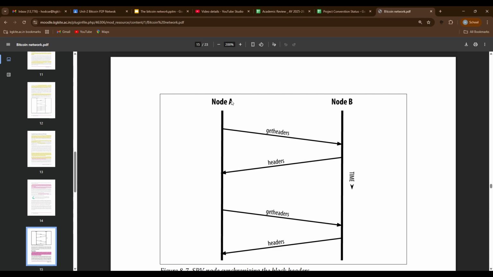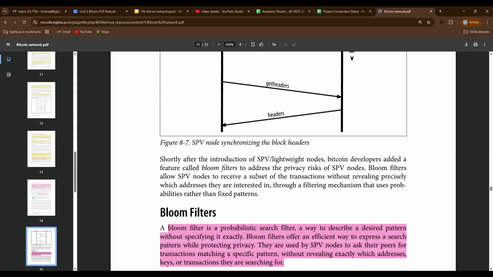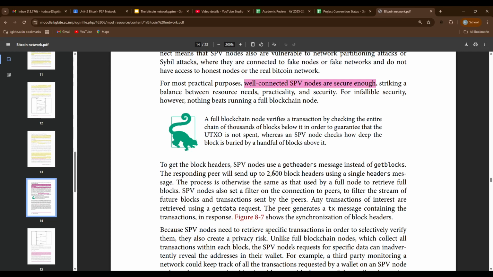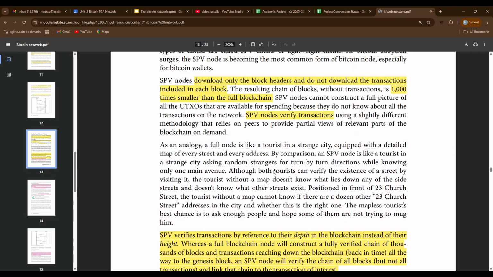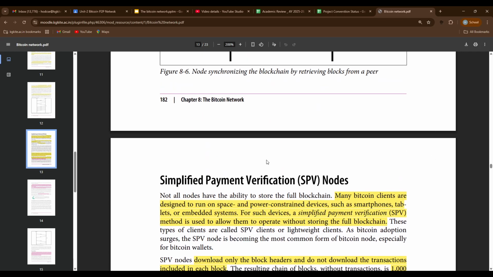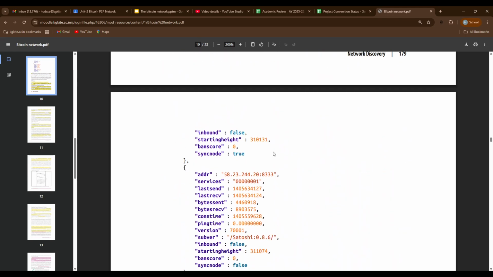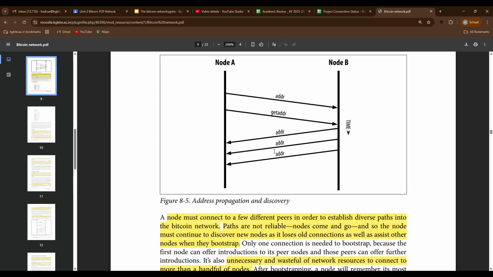So you can just look at this command, get headers. Put in a get headers request, and you will get back the reply as headers. So that's all about the Bitcoin relay network, how a network is established, how it tries to learn about the different nodes, and how these nodes actually operate. That's all about the Bitcoin peer-to-peer network and Bitcoin relay network. Thank you.